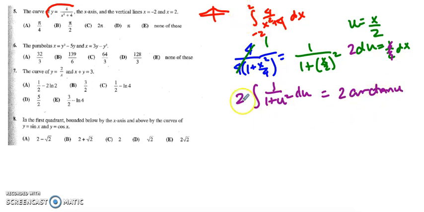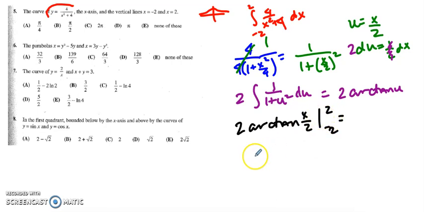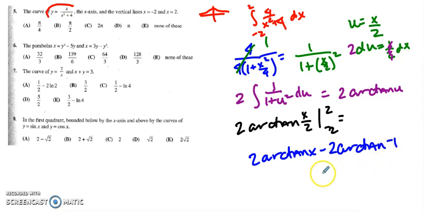I'm going to restate my antiderivative twice arctan in terms of my original function. So it'll be twice arctan of x over 2. Now integrate that from -2 to 2. So plugging in 2, I get twice arctan of 1. And then plugging in -2, I get twice arctan of -1.